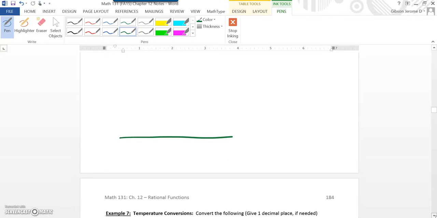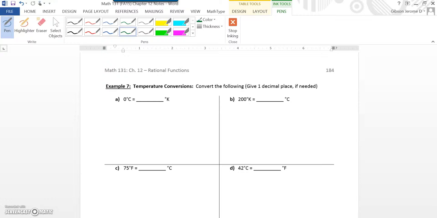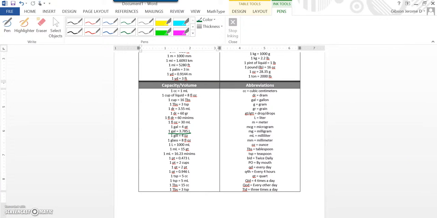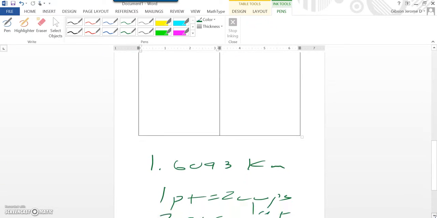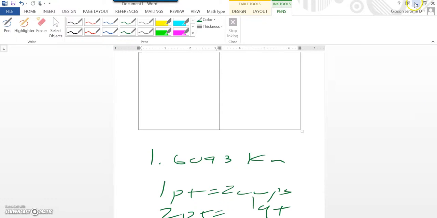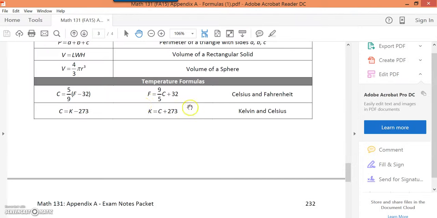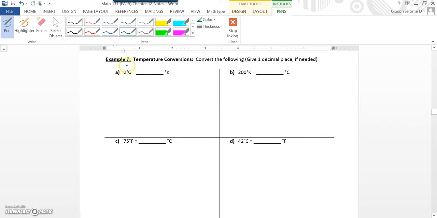Okay, now we will scroll to the next page, and we have example 7, temperature conversions. Now, on this conversion chart here, we do not have the temperature conversions, but I do have it. Let's see. Now, if you look here, this is the temperature conversion. So what I would want you to do is pause this video for about a minute and copy down these temperature conversions. And then we could go on with the problem. So pause it. So now that you have copied this down, we'll look at example 7.